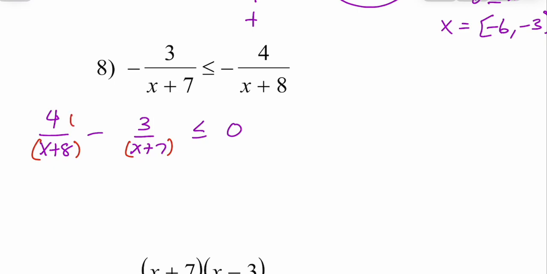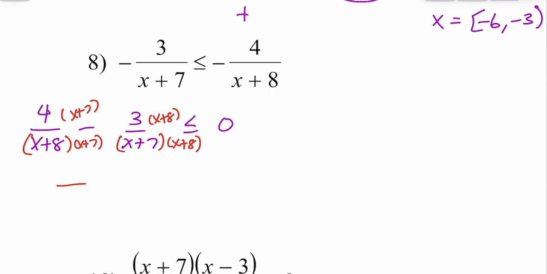This fraction needs an x plus 7 that it doesn't have. So multiply that on top and bottom. This one needs an x plus 8. Multiply that on top and bottom. Okay, so how do we add or subtract fractions? Well, we add or subtract the tops, keep the bottom. So our bottoms are going to contain x plus 7 and x plus 8.